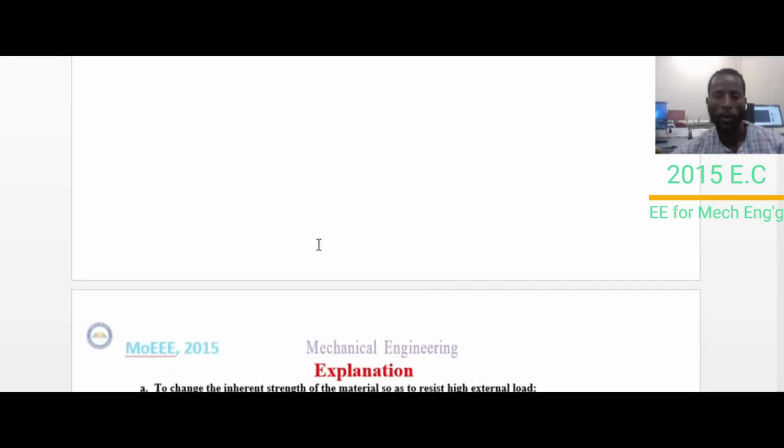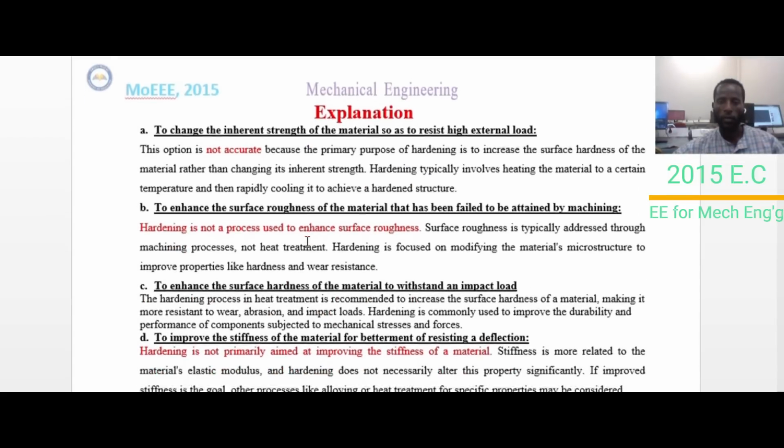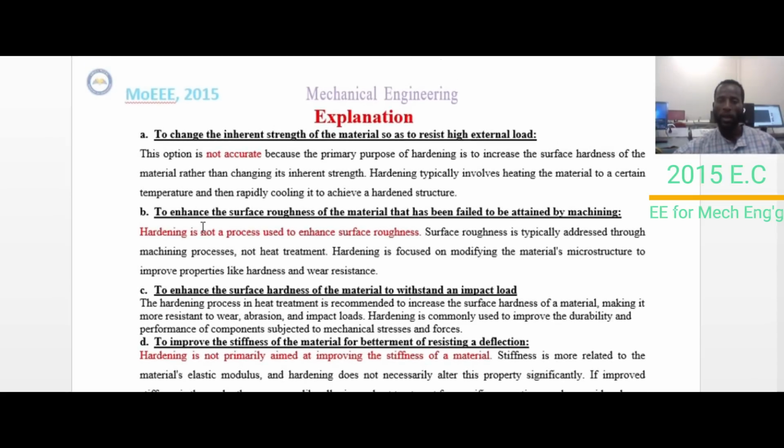So let's see the explanation. Here in A we have to change the inherent strength of the material so as to resist high external load. In this case, this option is not correct regarding the necessity of hardening the material, because the primary purpose of hardening is to increase the surface hardness of the material rather than changing its inherent strength. Hardening typically involves heating the material to a certain temperature and then rapidly cooling it to achieve a hardened structure. So from this point of view, the choice A is not correct.